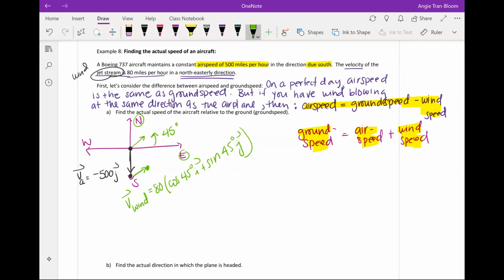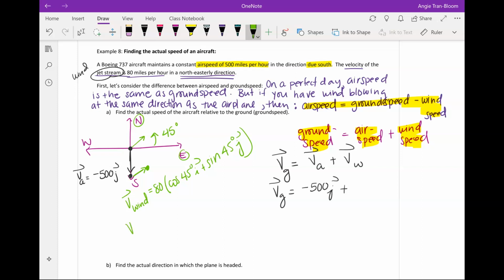We need to look for ground speed. So we will let ground speed be v subscript g equals v subscript a for airspeed plus v subscript w for wind. So this is what we're looking for. The vector of this, and then we're going to take the magnitude, and that will give us the speed. So v of a is negative 500 J plus the wind speed. I need to simplify out the wind.